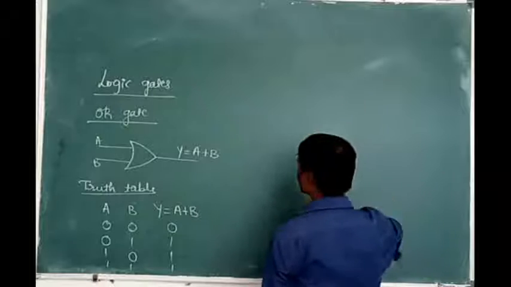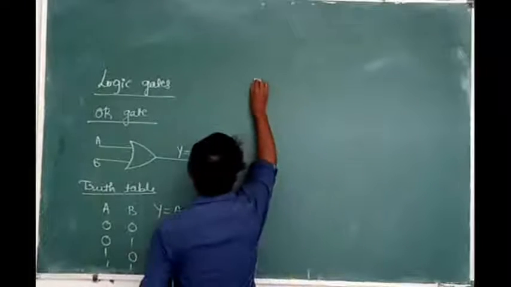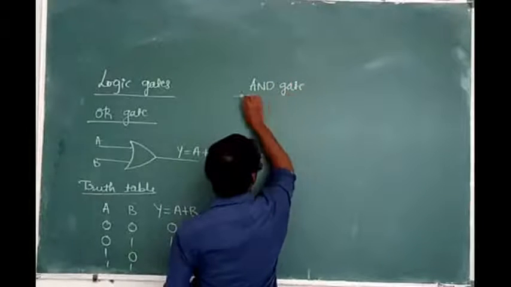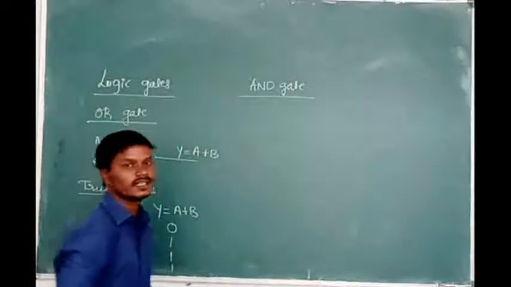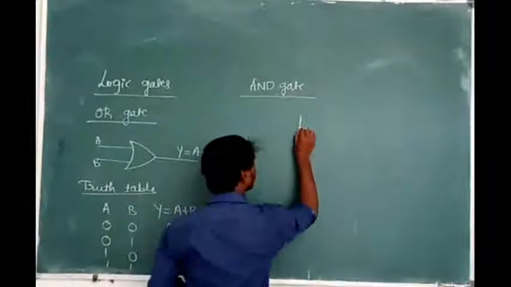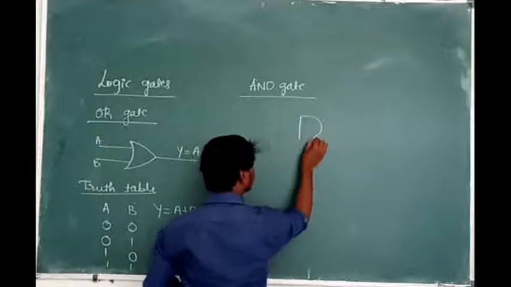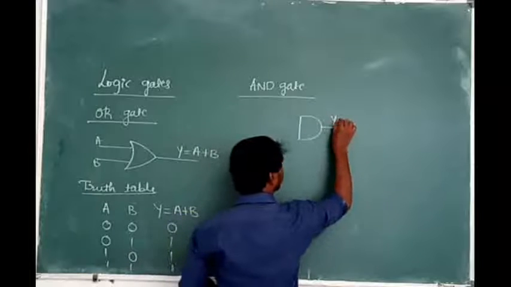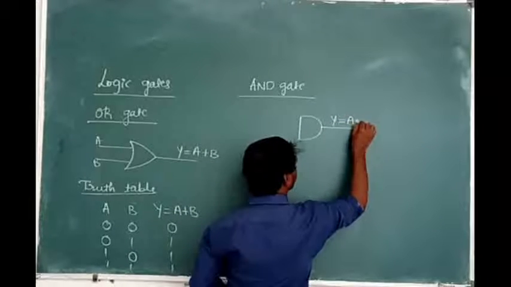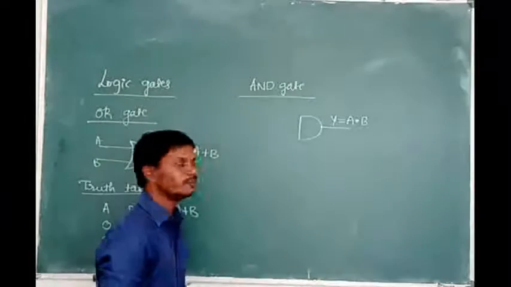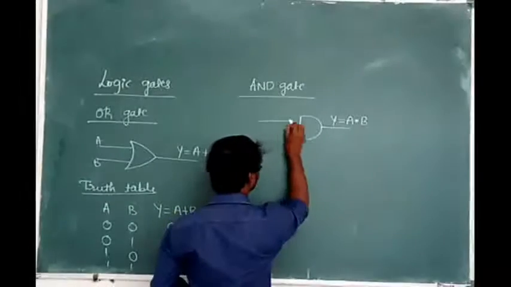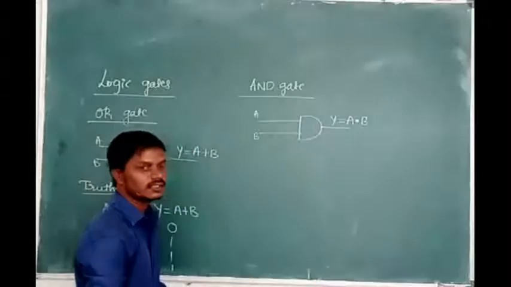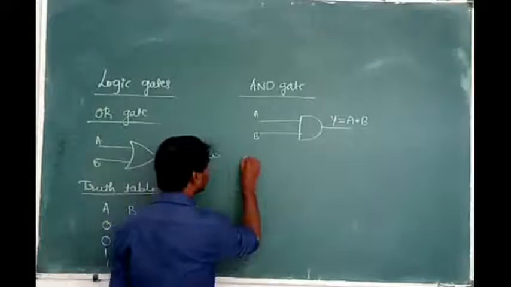Next we are going to discuss the AND gate. The AND gate does the multiplication function. What is the logic symbol for the AND gate? Here the base is straight, and the output can be taken as A and B. How do we read this? A AND B. How many inputs are there? Two inputs, A and B. Then what is the truth table for the AND gate?